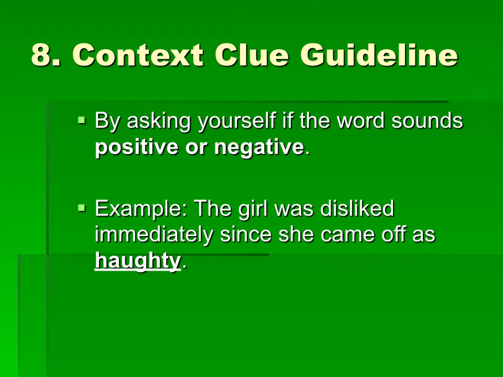So here's our example. The girl was disliked immediately since she came off as haughty. So haughty, is that positive or negative? Well, we look at the sentence. We have disliked, so haughty has a negative connotation. And haughty means stuck up or snotty. And nobody likes a stuck up or snotty kind of person.